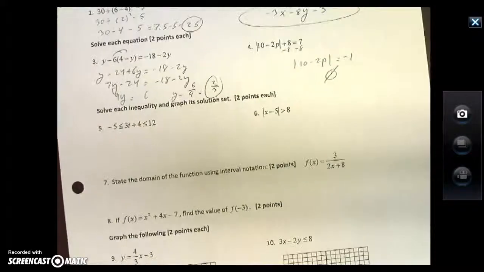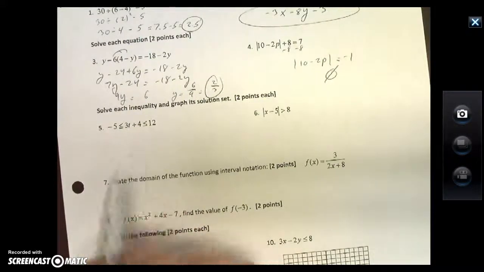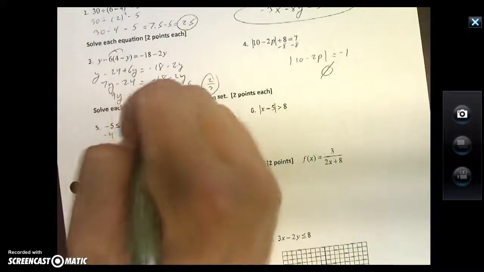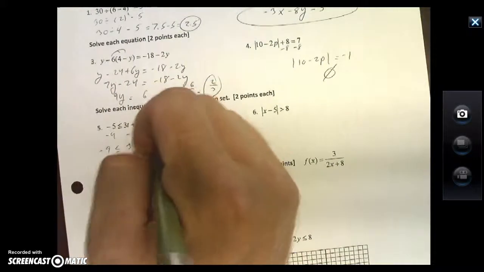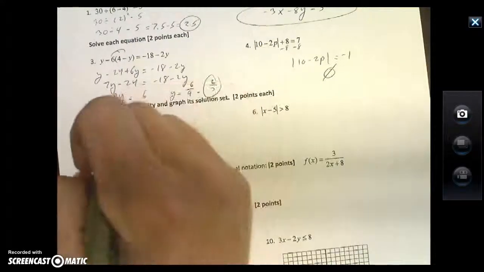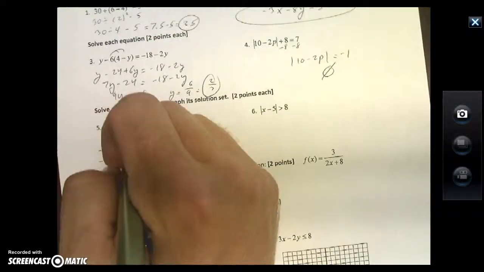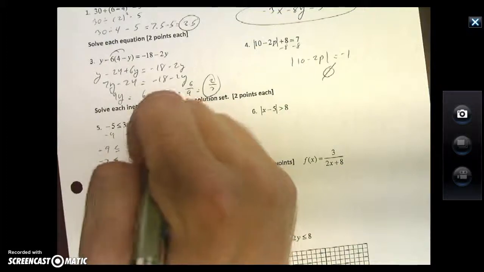Number 5. Get t by itself. Subtract 4 from all 3 sides. Negative 9 is less than or equal to 3t is less than or equal to 8. Divide everything by 3. Negative 3 is less than or equal to t is less than or equal to 8/3.